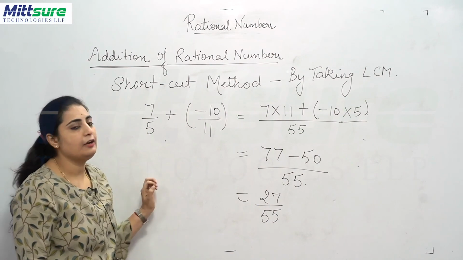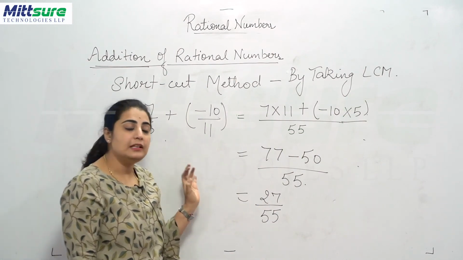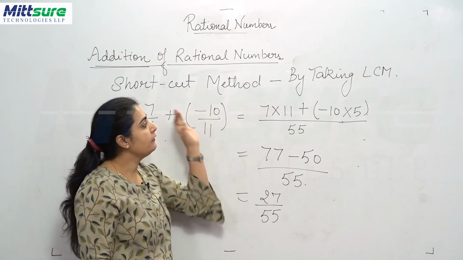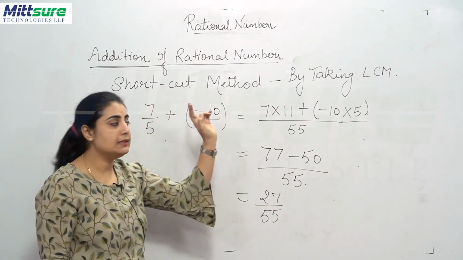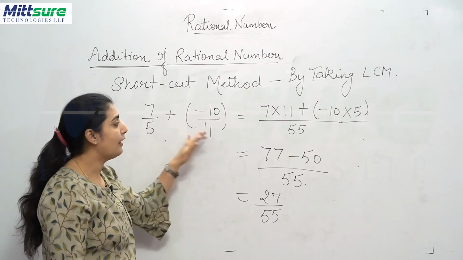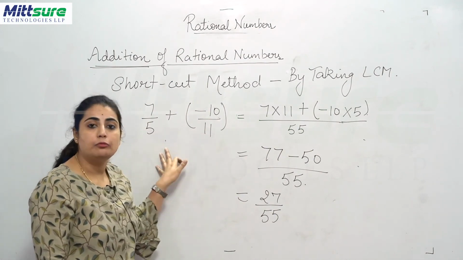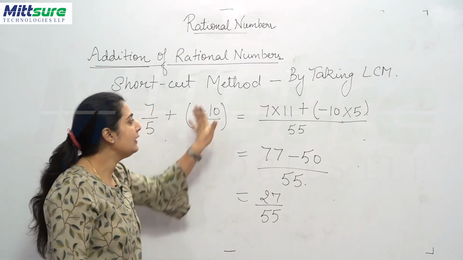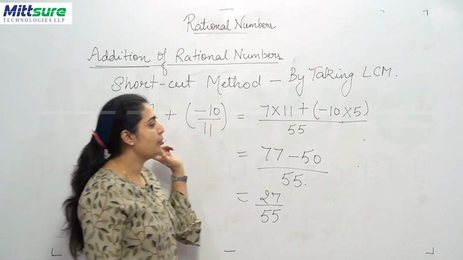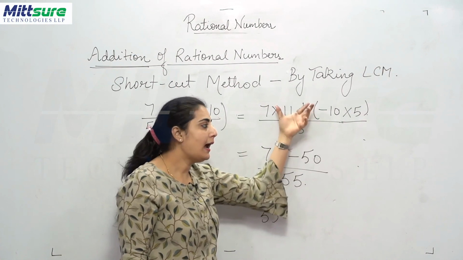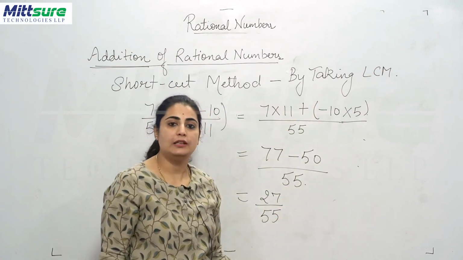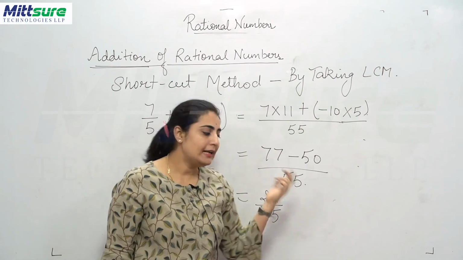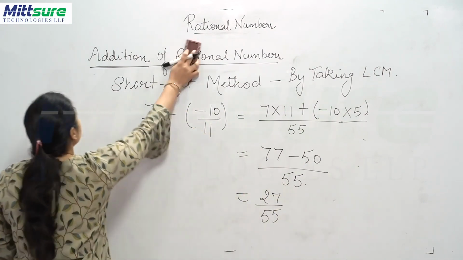So this is the kind of shortcut method which can be used to solve the addition of rational numbers anytime. You don't have to identify what kind of denominators are given to you. You can directly take out the LCM of the given denominators and complete the addition of the two given rational numbers. So let's move on to the further topics.